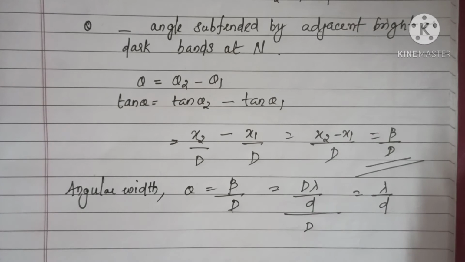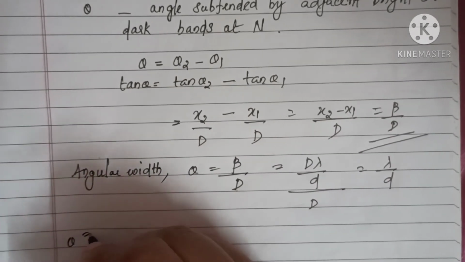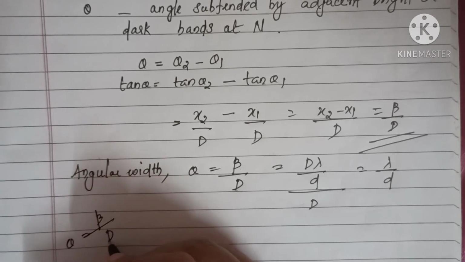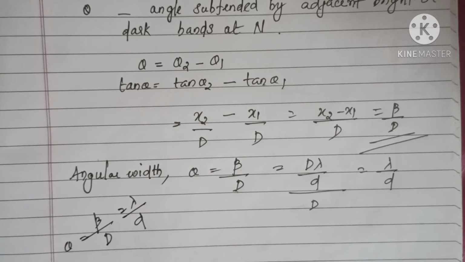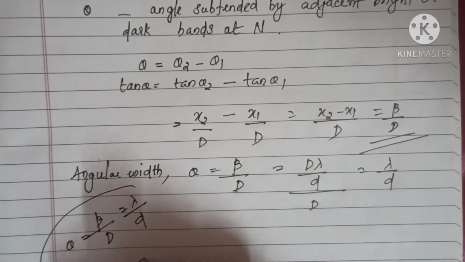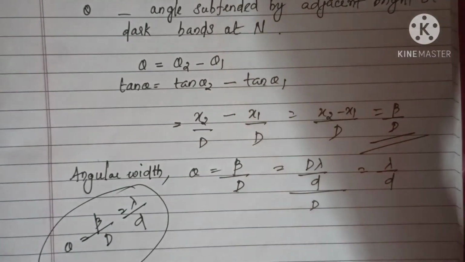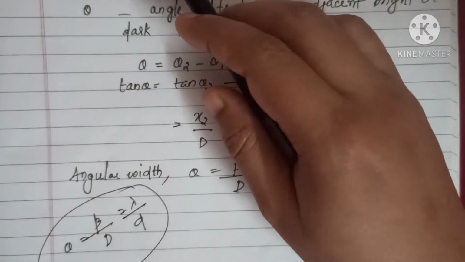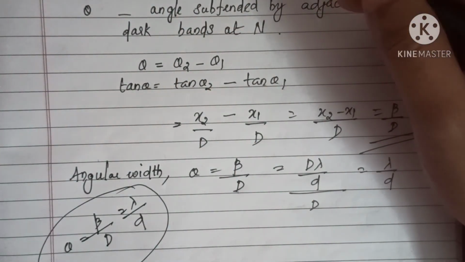lambda by d. So two expressions for angular width: theta is equal to beta by capital D or lambda by small d. Clear? Beta by capital D or lambda by small d. So keep it in mind and just understand how you got this. So this angular width is actually the angle subtended by adjacent bright or dark bands at the point here. Okay, now this can be calculated like this.